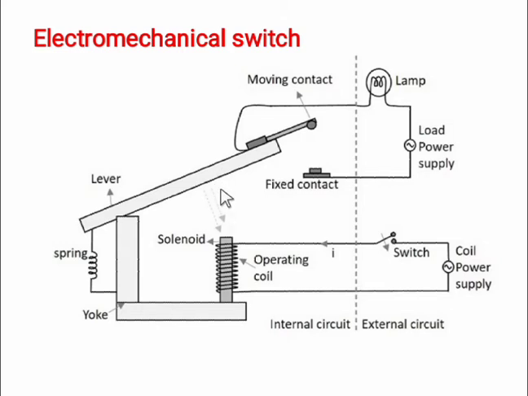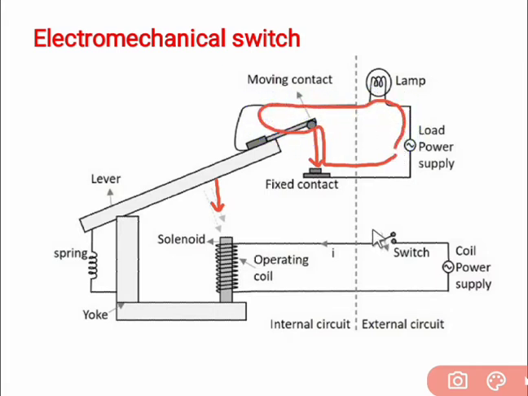So these iron parts move downward, and this contact is connected with this point. So the circuit will close from the supply through the load and back to the supply. If we remove the supply by turning off this switch, the coil will de-energize. So it will release this arm upward, this contact will be disconnected, and finally the lamp will be turned off.